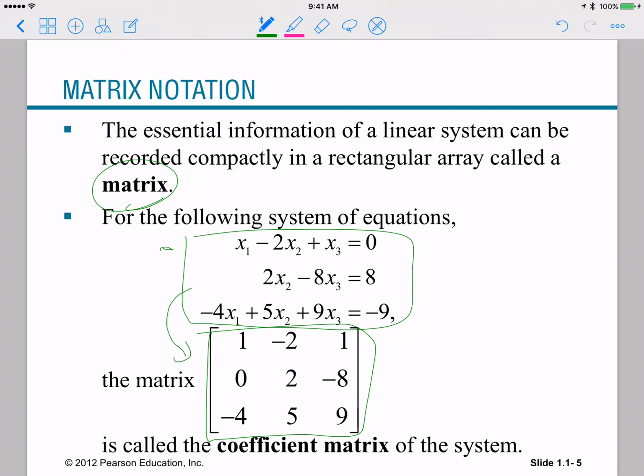So we brought all those numbers into this matrix. We extracted out all these coefficients.